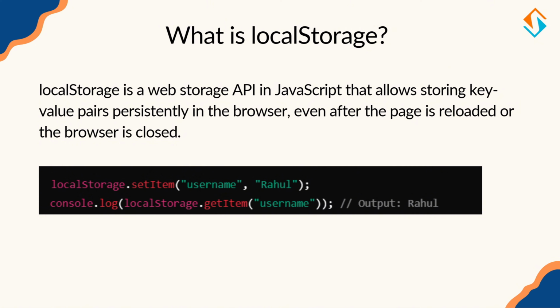What is local storage? Local storage is a browser API that allows persistent storage of key value data, meaning data remains saved even after closing the browser. Okay. So here I have given you an example. Even if you refresh or reopen the browser, Rahul's name will still be stored.